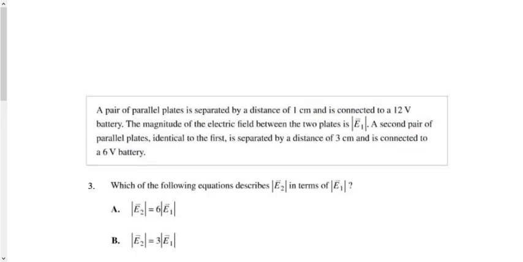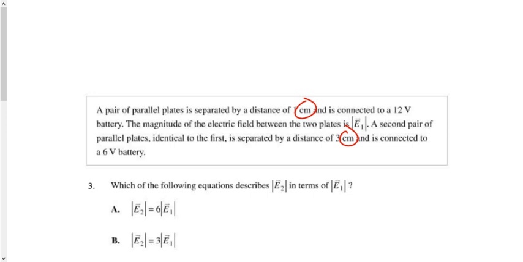All right, next question. A pair of parallel plates is separated by a distance of 1 centimeter and connected to a 12-volt battery. The magnitude of the electric field is E. The second pair of plates, identical to the first, is separated by a distance of 3 centimeters and is connected to a 6-volt battery. Those volts, by the way, represent what? 12 volts and 6 volts represent what variable?